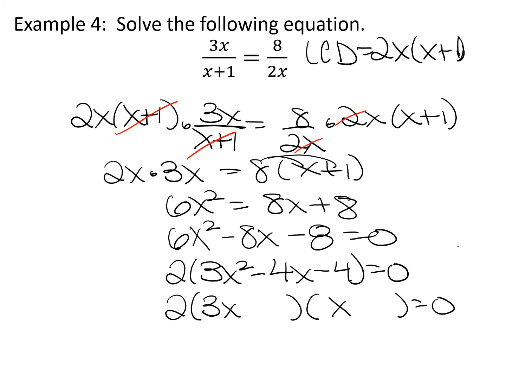Let's see. What if I did a 2 and a 2? 2 and a positive 2. So that would go 2. That would be negative 6. And then I'm going to do a positive 2 here. Okay, and so when I check here, that would be 2x and negative 6x. That works. So then you set each factor equal to 0.